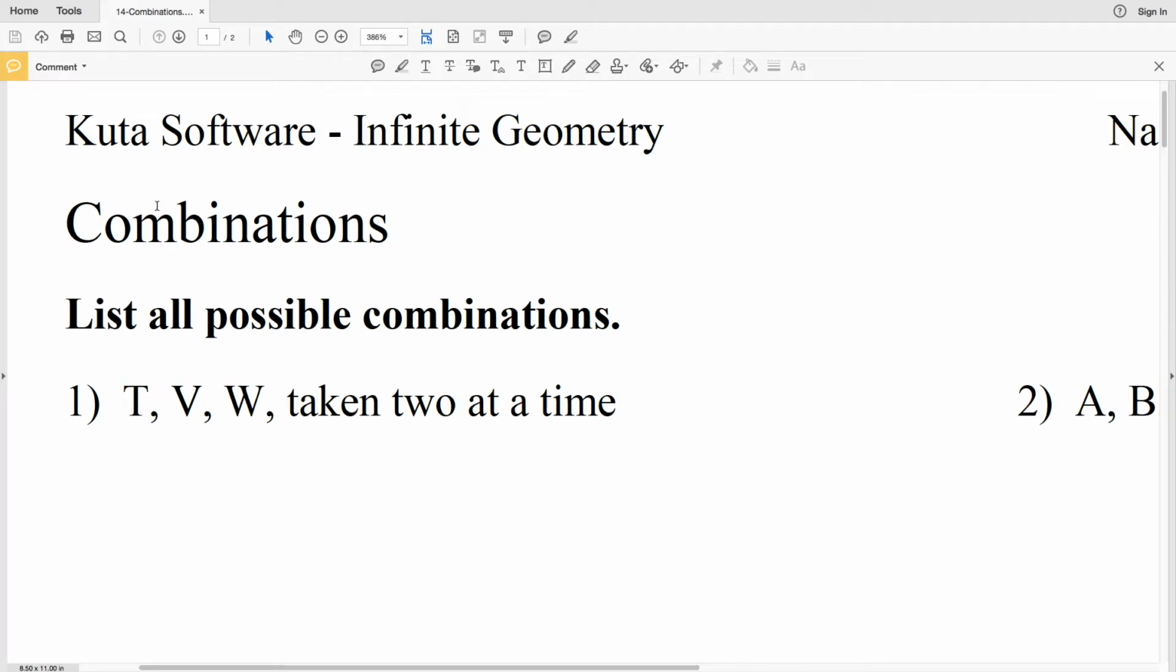In this video, we're going to start the combinations worksheet on the KutaSoftware website under the infinite geometry section. I'll leave a link in the description below so you know how to access this free worksheet. And you can find it within the statistics and probabilities subsection.